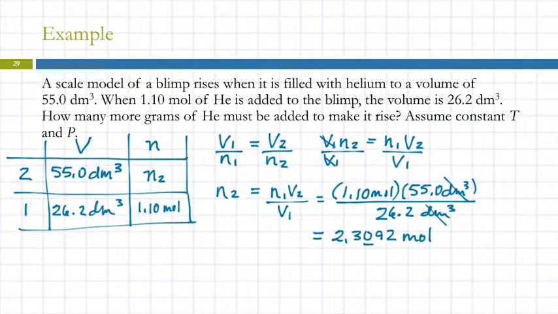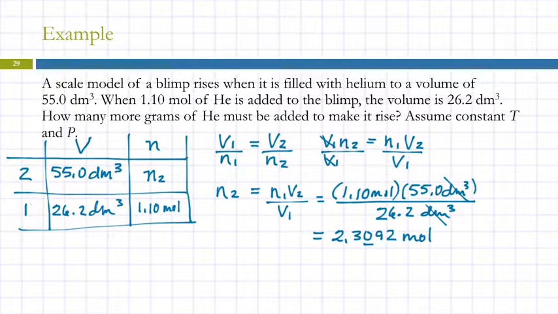That's not my final answer, because the question is, how many more grams of helium must be added to make it rise? So we calculated something, now we have to figure out how to get the answer from what we calculated. What did we calculate? What is the significance of this? This is the moles of helium that are in the blimp when it begins to float. This is the volume at which the blimp will begin to rise. And so we calculated how many moles of helium have to be in there for it to rise. You okay with that?